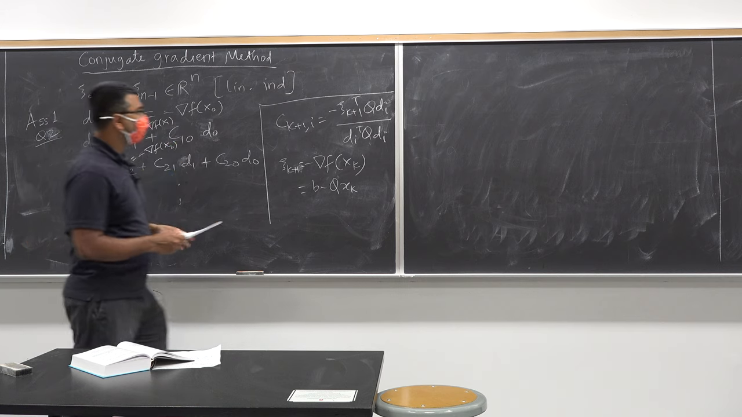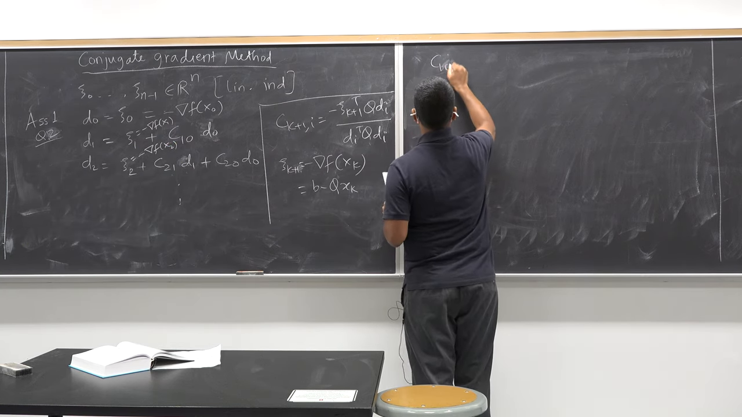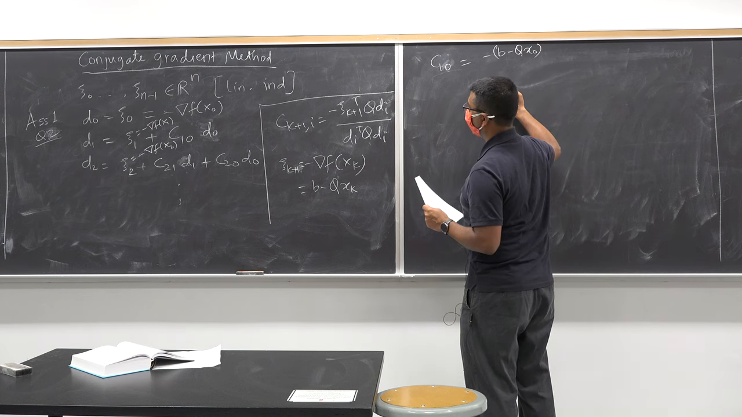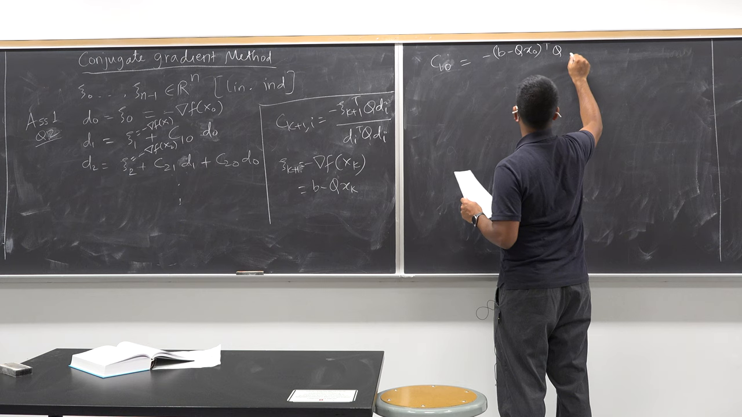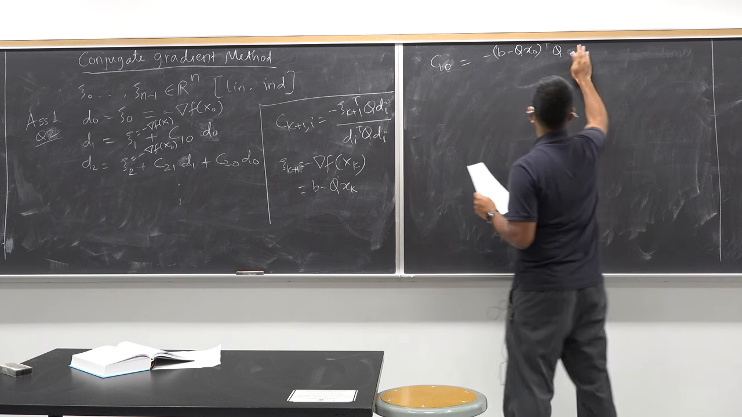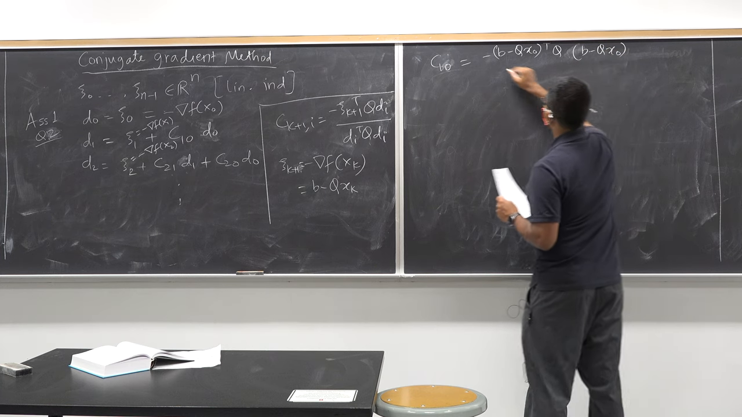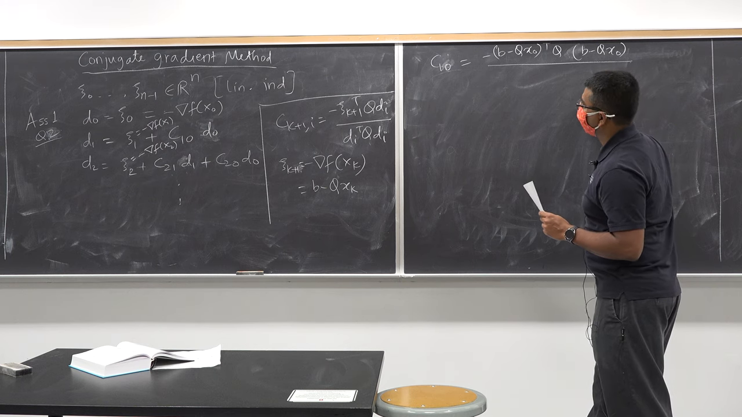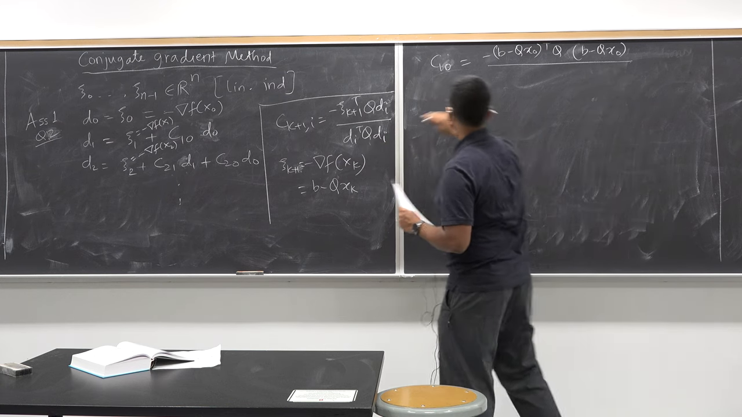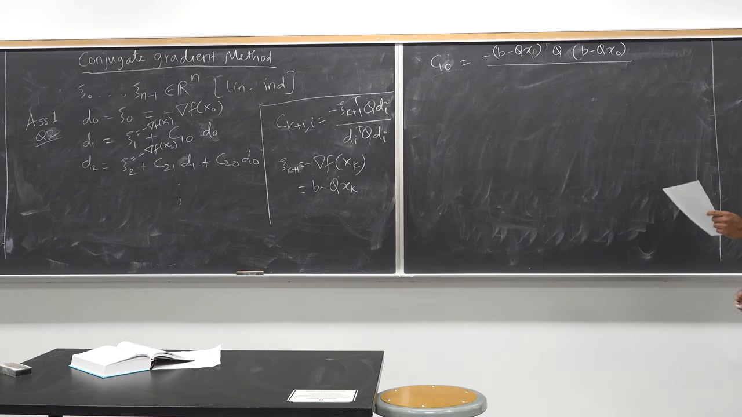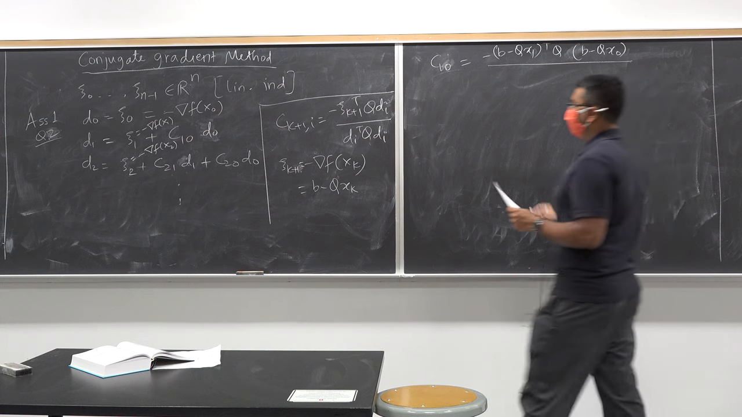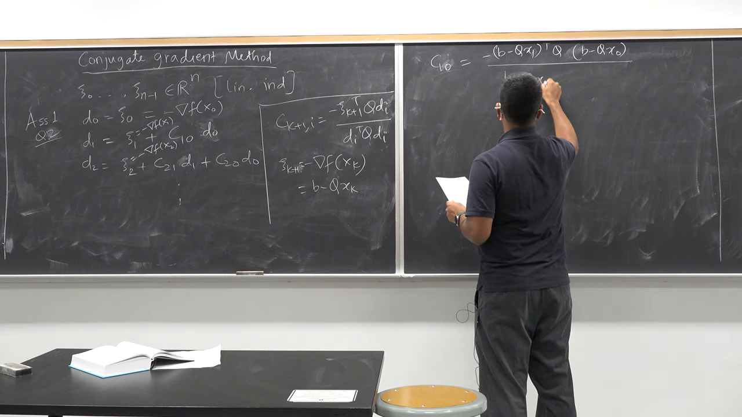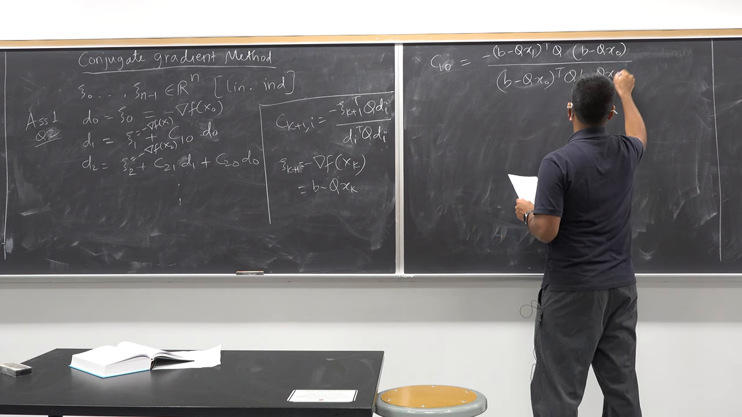Let's try to compute what C10 looks like. That's minus B minus QX0 transpose Q D0. D0 is B minus QX0. Wait a second, C1 is minus gradient of FX1. So sorry, this is B minus QX1 transpose Q B minus QX0 over D0 transpose Q D0. So, B minus QX0 transpose Q B minus QX0.